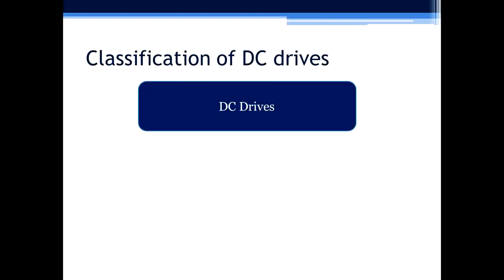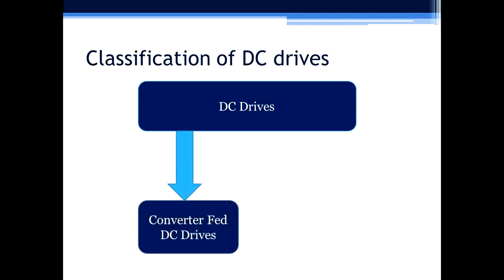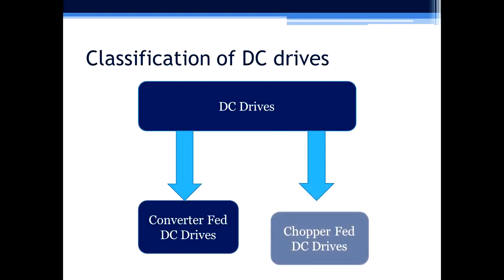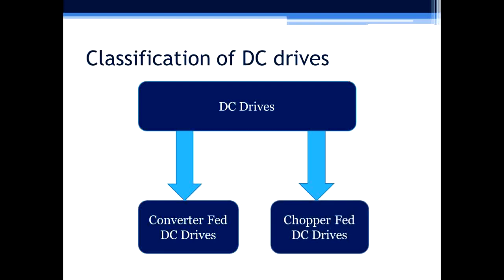So the next topic is classification of DC drives. DC drives are classified into two categories. First is converter fed drives, that is control rectifier fed drives, and second is chopper fed DC motor drives. These drives will give you 1 quadrant, 2 quadrant and 4 quadrant operations. We will understand the comparison between chopper fed and converter fed drives later on. For now, we will start with classification of control rectifier fed DC motor drives.